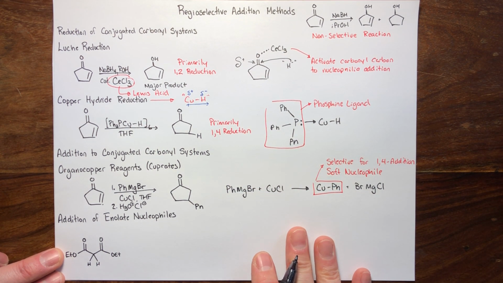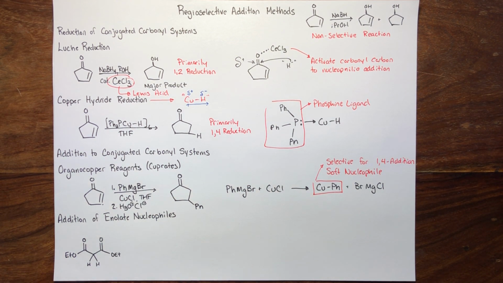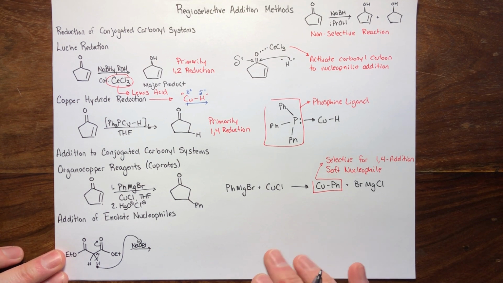Finally, let's look at the addition of enolate nucleophiles. And we learned in the last video that enolates are considered soft nucleophiles, particularly when we're starting with enolates that form from 1,3 dicarbonyl systems. Right, so we know that if we take this 1,3 diester and we treat it with sodium ethoxide, we're going to be able to deprotonate at the carbon in between the carbonyl groups.